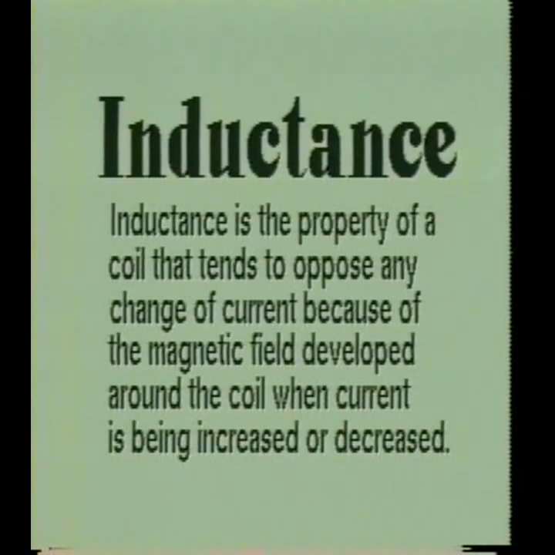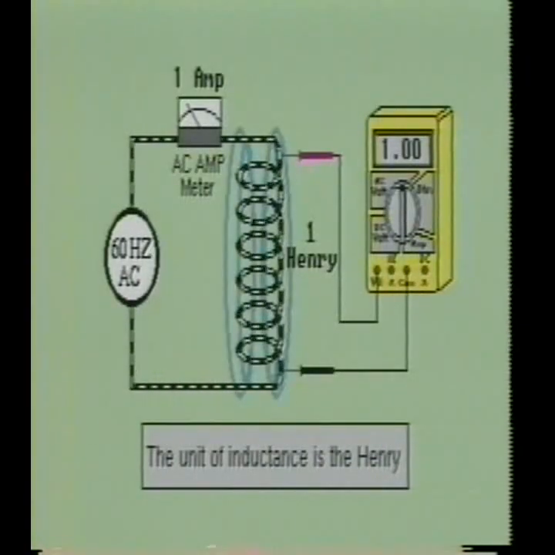As you have learned, inductance is a property of a coil which opposes any change in current. The unit of measurement of inductance is the Henry. 1 Henry is defined as the amount of inductance required to produce a counter EMF of 1 volt when an average current change of 1 ampere per second is occurring in the circuit.